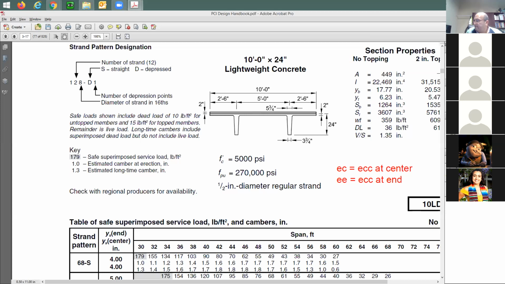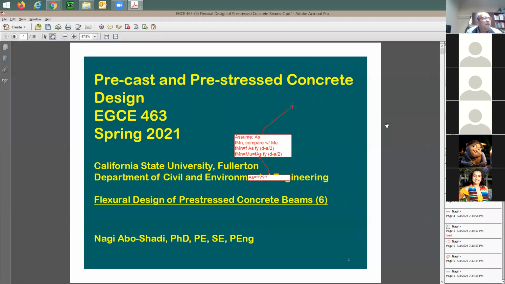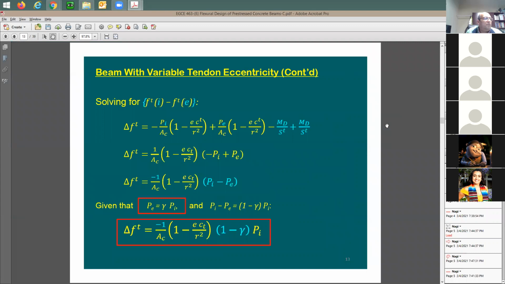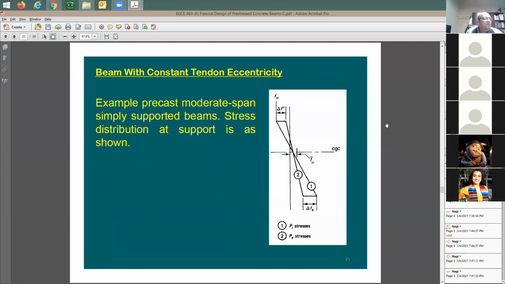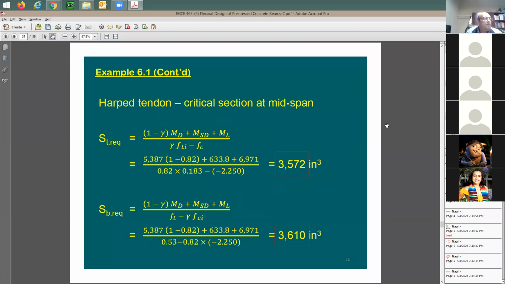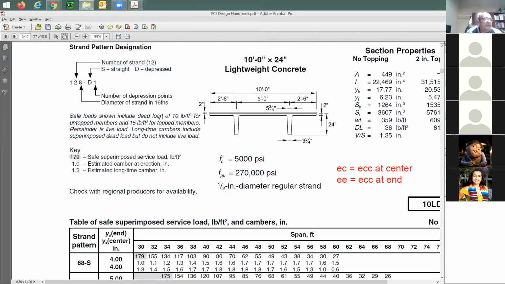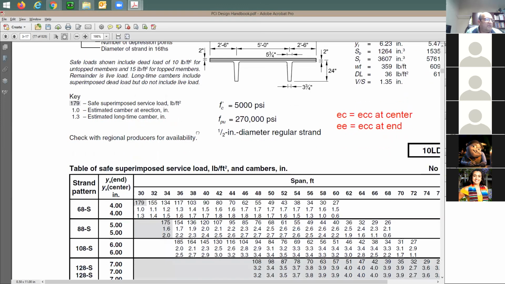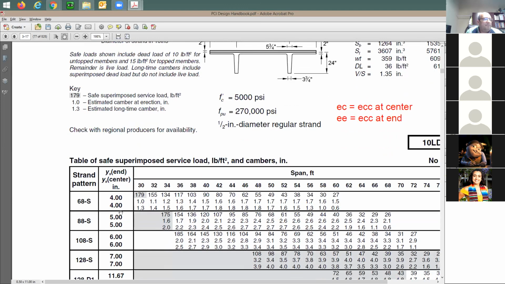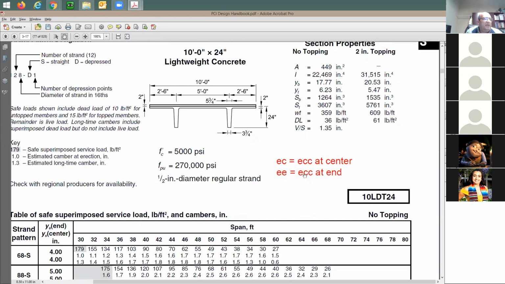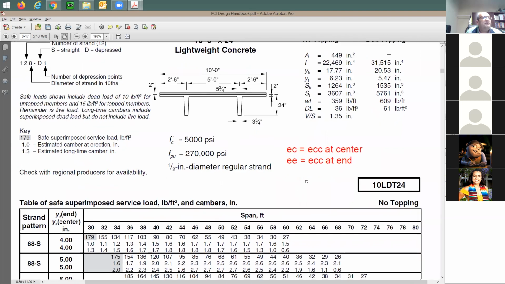I don't see it here. Anyways. So again, EE and EC are going to be the two values, right? But usually they're going to be the same. So EE and EC are going to be the eccentricity at the end and at the center, which means this YS end and YS center. Now this is going to be the way that you call it. They don't call it E anymore. So anyway.